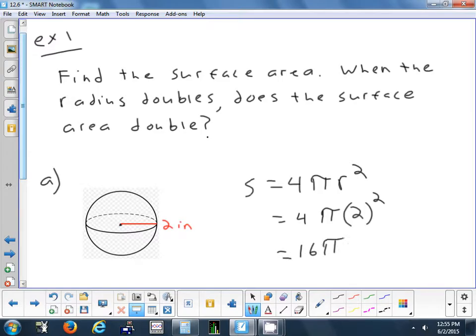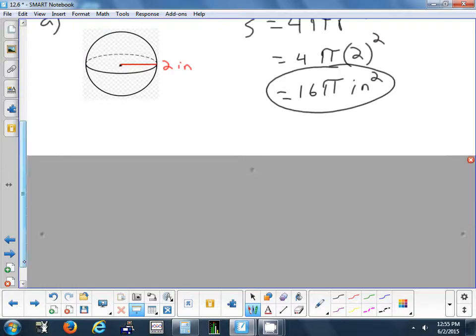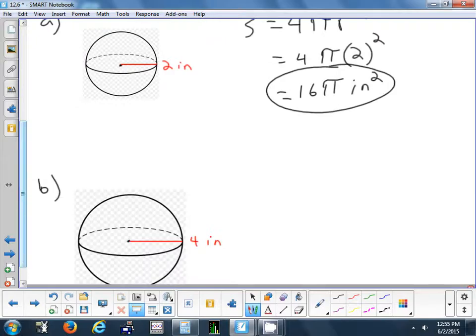Let's find our surface area here. Okay, to do the comparison, leave the answer in terms of pi. Okay, so you don't get a messy number. In this case, my radius is 2. James, what's 2 squared? 4. And then 4 times 4? 16. 16 pi. That's my surface area. Okay, make sure you put square inches because it's a surface area.